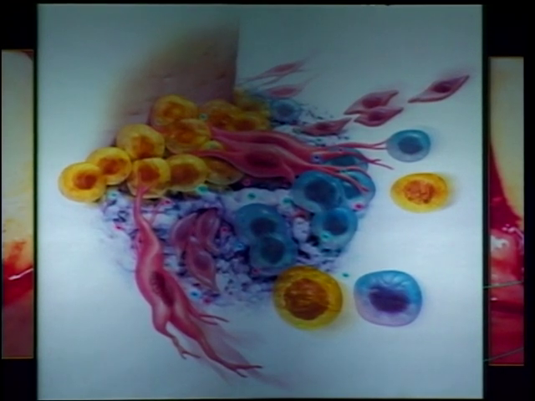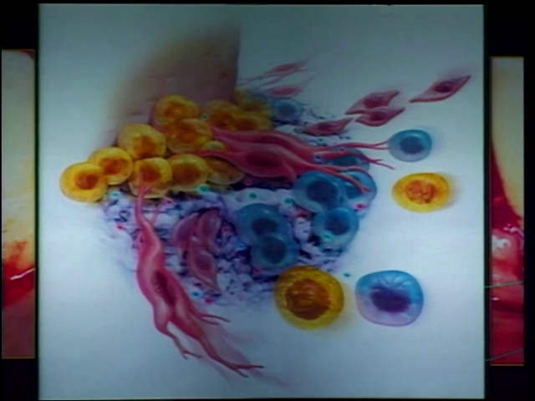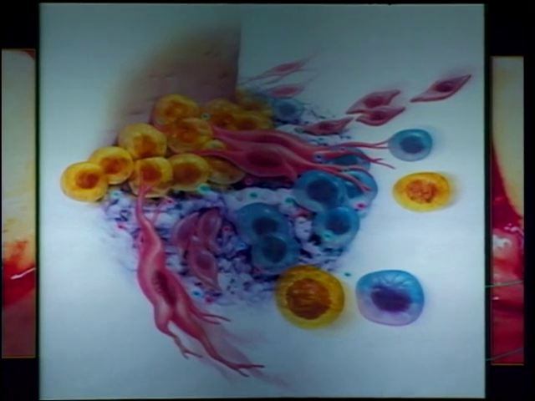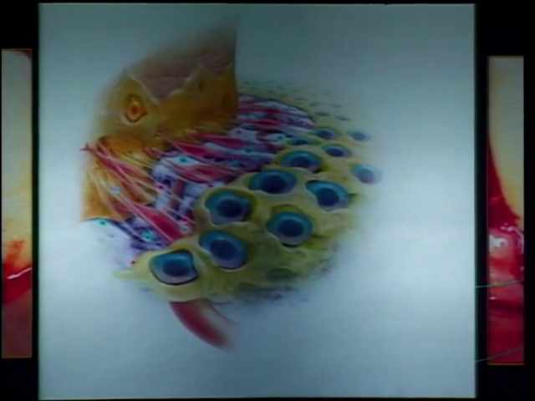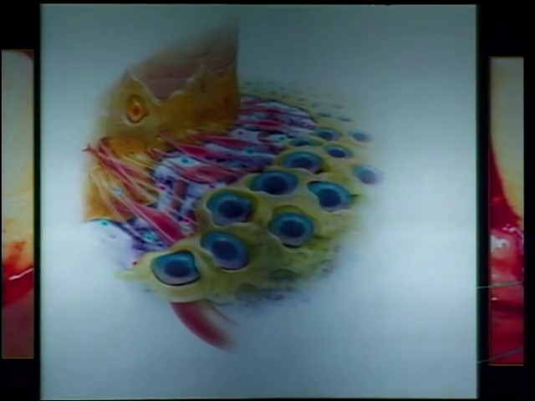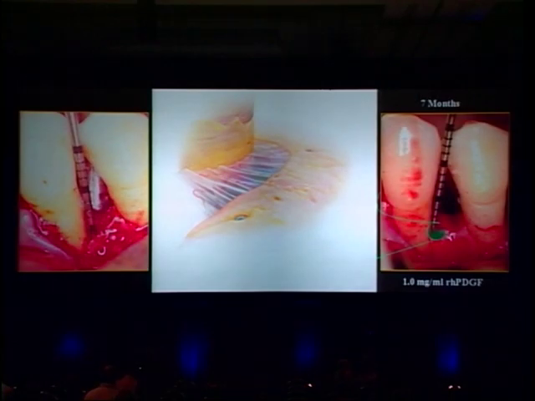The PDGF is stimulating, recruiting the cells in the area, bringing in cementoblasts, bringing in osteoblasts, fibroblasts, endothelial cells into the defect, and then initiating the process of regrowing the attachment apparatus. We're getting formation of new bone, new cementum, organizing PDL fibers, and if we look at my reentry here at 11 months, we're now getting a consolidation of a new attachment apparatus.